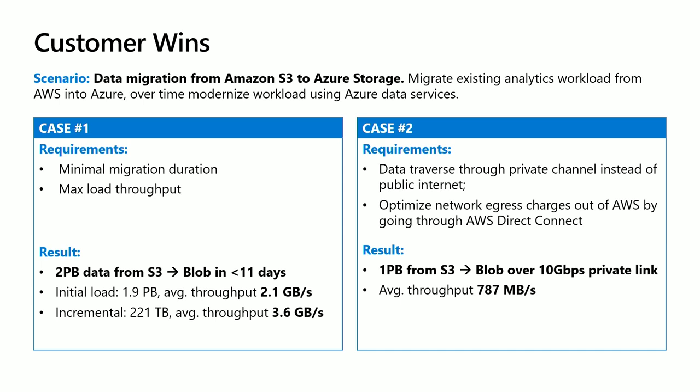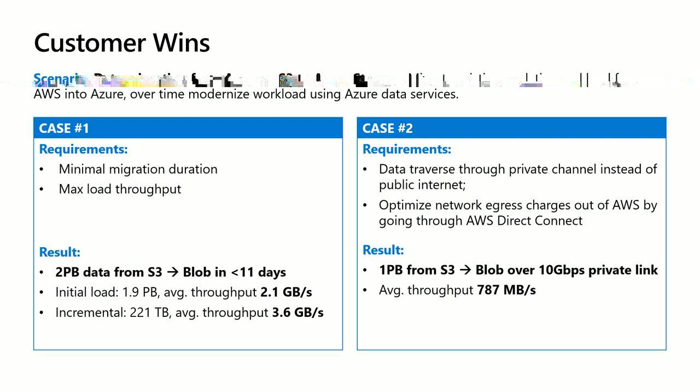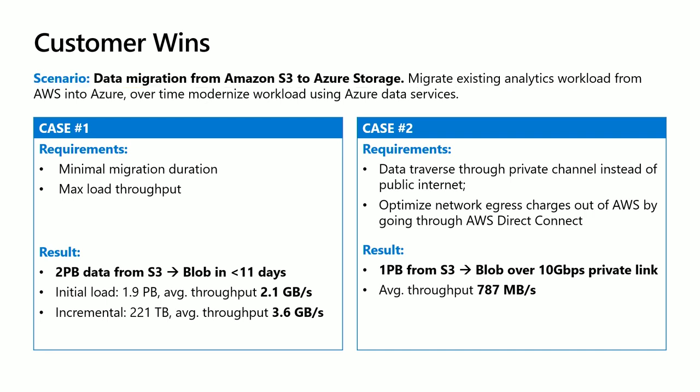For the first case, I must hide the customer name here, but all the requirements, workloads, and results are real cases. The first one has 2 PB of data sitting on Amazon. Their requirement is to copy that as fast as possible onto Azure, minimizing the migration window. With ADF, they actually achieved 2 PB data migrated within 11 days. Initial load was 2.1 gigabytes per second, and incremental was even higher at 3.6 gigabytes per second.